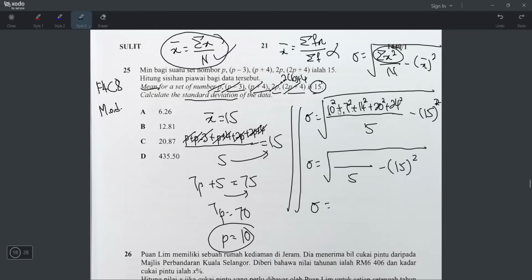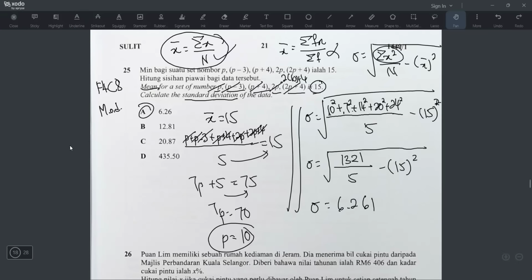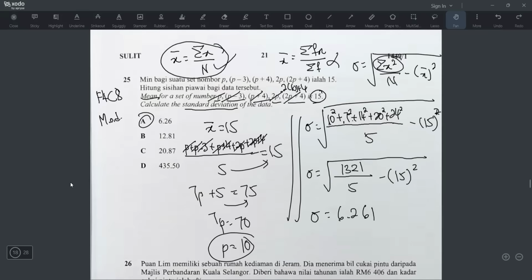Okay, now let's press 10 square plus 7 square plus 14 square plus 20 square plus 24 square. So you get 1321. Now 1321, divide 5 minus 15 square, then press the square root button. The answer in decimal is 6.2609. So I see the answer already lah. If I write in 4 significant figures, it's 6.261. So very obvious lah, the answer is A. Okay, so that's it.